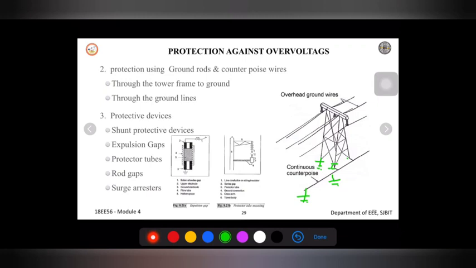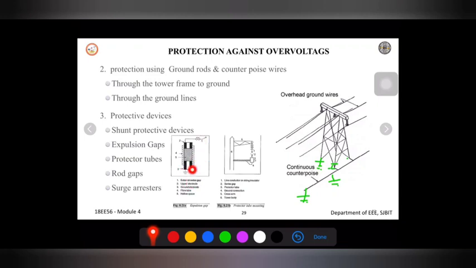And the last one is making use of a protective device. As I mentioned, we can protect against the lightning stroke using different kinds of protective devices. There are shunt protective devices, explosion gaps, protective tubes, rod gaps, and surge arresters. All these are made use of in the power system to protect your transmission lines. So these are the diagrams for this.